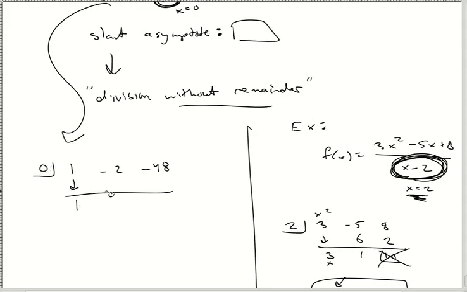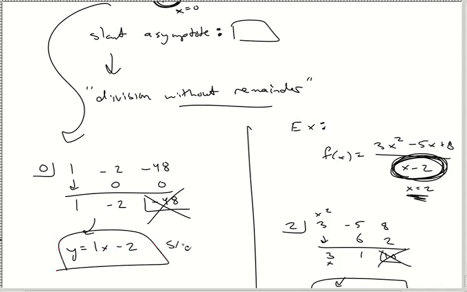0 times 1 is 0. Negative 2 plus 0 is negative 2. 0 times negative 2 is 0. And negative 48 plus 0 is negative 48. Now remember that we're getting rid of our remainder. We don't need that. So whatever's left over, y equals 1x minus the 2. You can leave it just like that if you like. That's your slant asymptote. You're done. That's it. Not too bad.